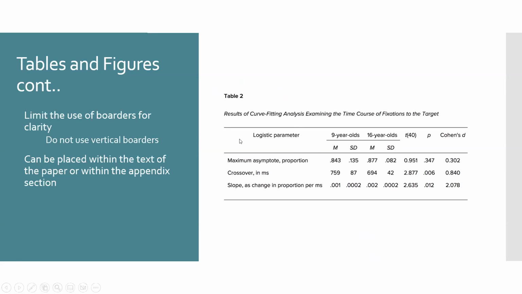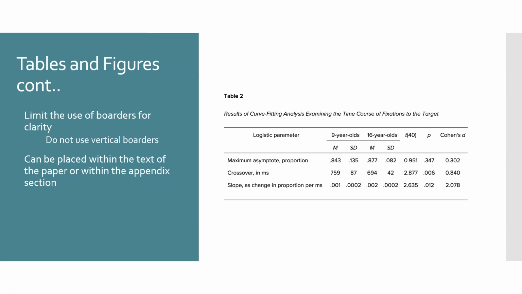APA just argues that this way, exactly what this example looks like, is the most easily readable version of a table that you could put in APA format. And then finally, you can place these within the text or within the actual appendix section of your paper. It doesn't really matter which one. It really depends on you and how big your table is. If it's taking up too much space, a lot of people will put it in the appendix section because it's like a huge table or something.